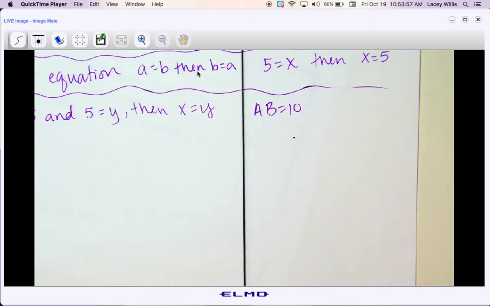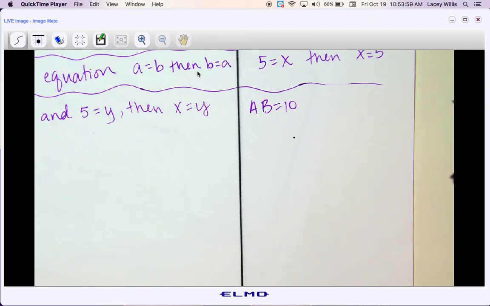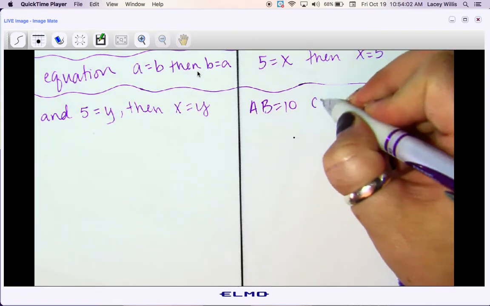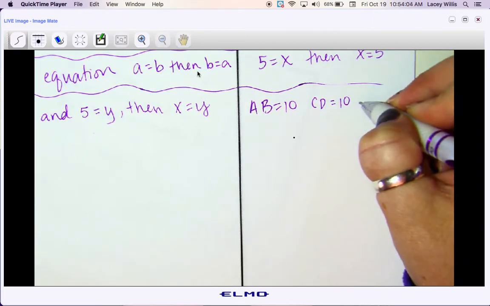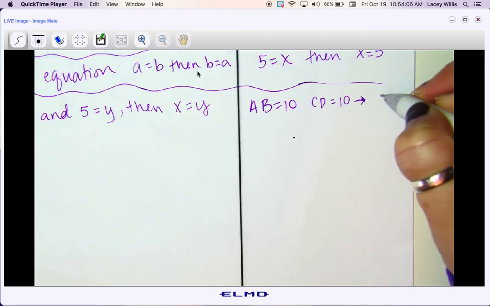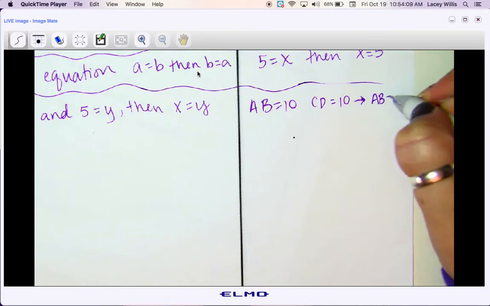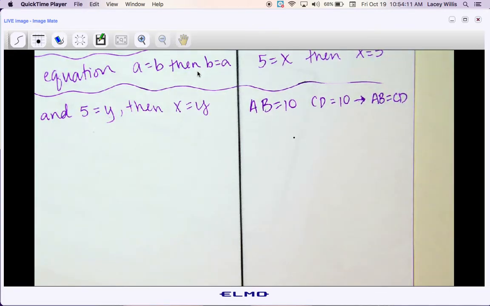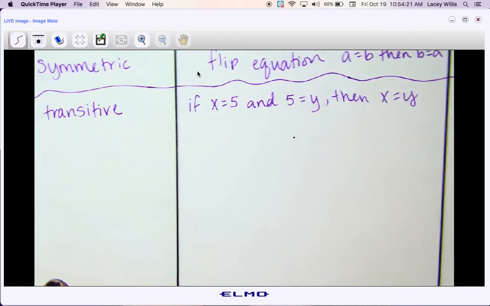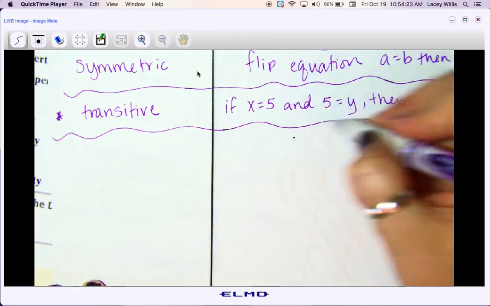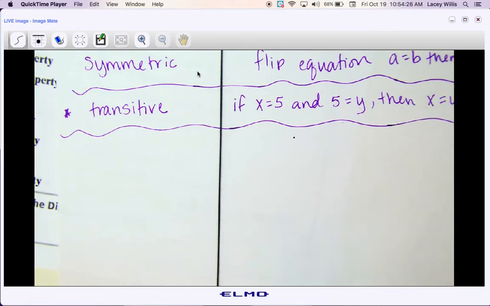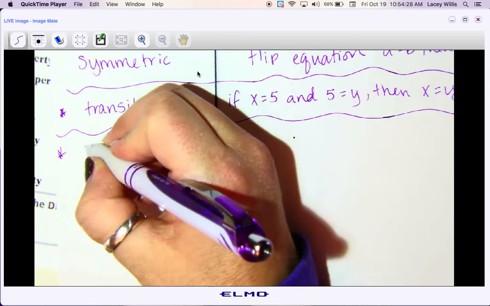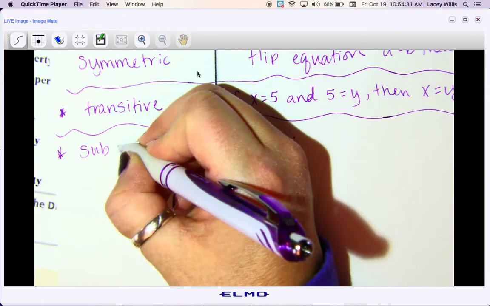If AB equals 10, so that's the length of a line or a segment, and CD equals 10, then you know AB equals CD. Since they both equal 10, they have to equal each other. That property makes sense? Like I said, you're going to feel maybe a little overwhelmed while we're writing these because you don't understand how they're used, but you will. Substitution, I'm starring because it's used a lot.